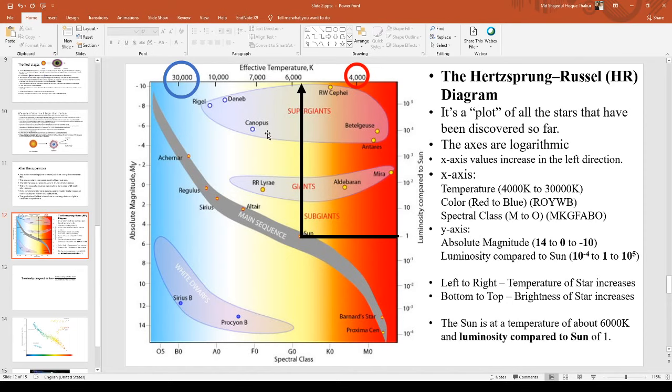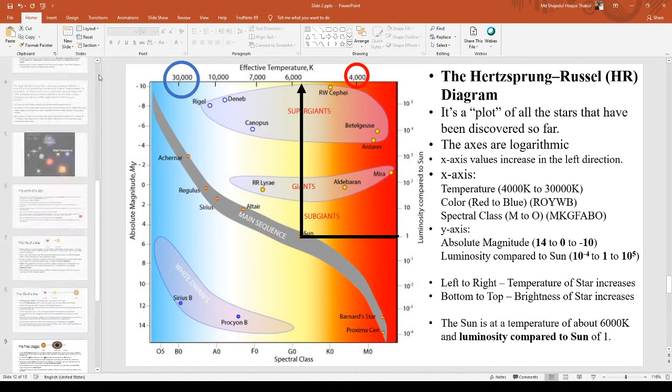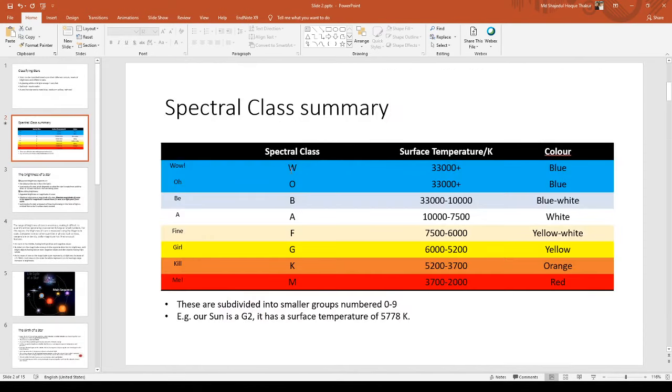Remember I told you that the spectral classes are O, B, and so on, and these are again subdivided into smaller groups numbered 0 to 9. So if our sun is a G2, that means it's close to 6,000 but less than 6,000. But if a star is maybe G9, then it will be close to 5,200. It will be about 5,200 or 5,300 if a star is G8 or G7.